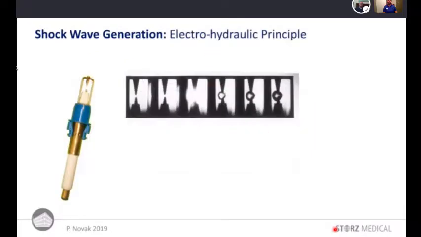And now we come to the practical generation of shockwaves. The first principle of how the shockwave was generated in Dornier lithotripsy in the early 80s of the last century was with an electro-hydraulic principle. That means here you see a spark gap, two electrodes immersed in water, and by applying high voltage to these electrodes in the range of 20 kilovolt, the water between these two electrodes evaporates, so a vapor bubble is formed, and this vapor bubble expands very fast.